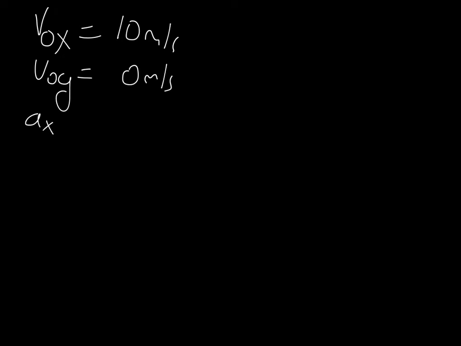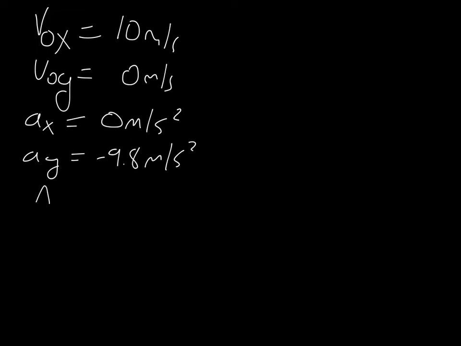We ignore air resistance, which is code for a_x is 0. We know a_y is negative 9.8 meters a second squared. We know delta y, it's equal to 11.025 meters. And we're looking for delta x. That's ultimately our question. To get there, we're going to use time, which we also don't know.